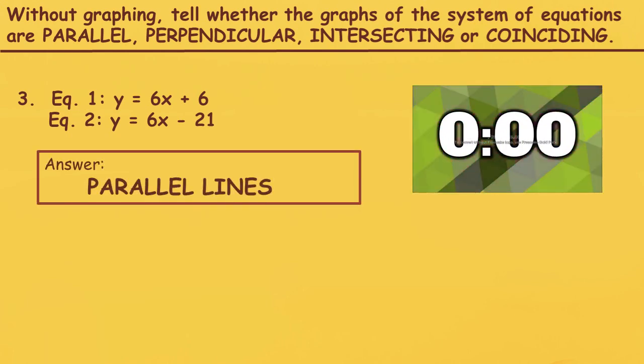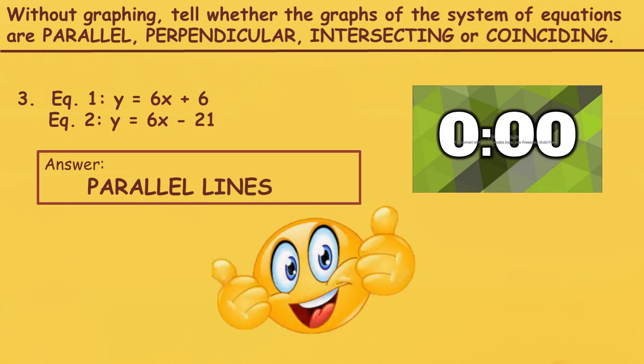Alright, time's up. If your answer is parallel lines, therefore, you got it correctly. Okay, so ibig sabihin may natutunan ka sa lesson na ito at alam mo na kung paano ma-identify kahit hindi natin i-graph kung ang lines ay parallel, perpendicular, intersecting, or coinciding.